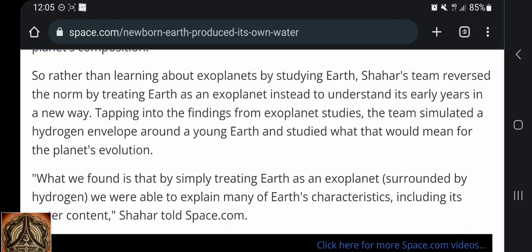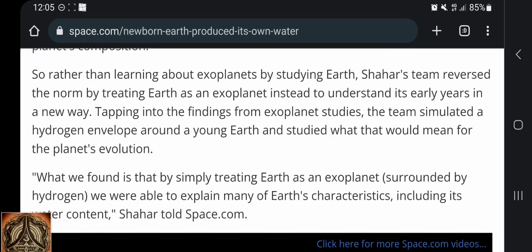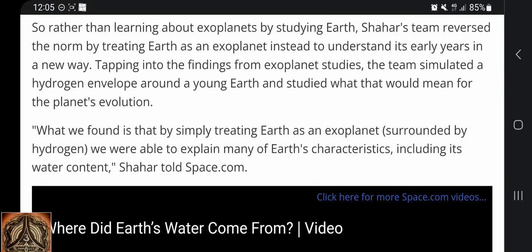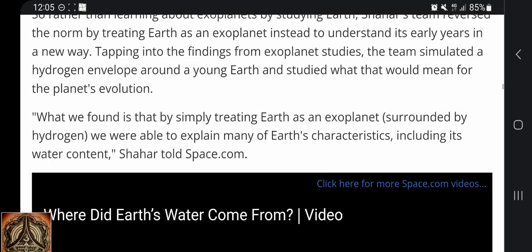Tapping into the findings from exoplanet studies, the team simulated a hydrogen envelope around a young Earth and studied what that would mean for the planet's evolution. What we found is that simply treating Earth as an exoplanet surrounded by hydrogen, we were able to explain many of Earth's characteristics, including its water content, Shahar told Space.com.